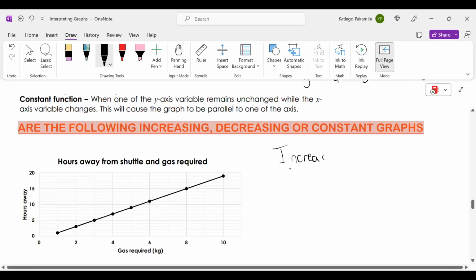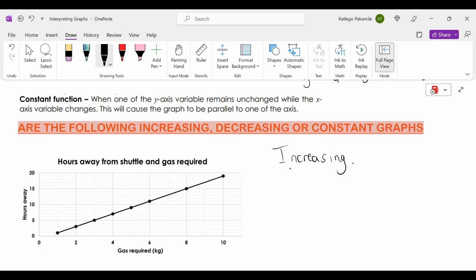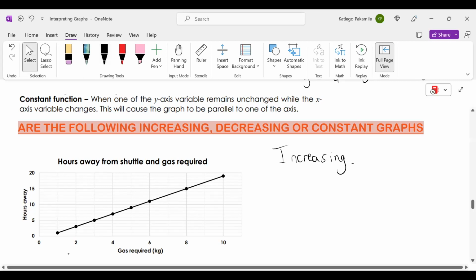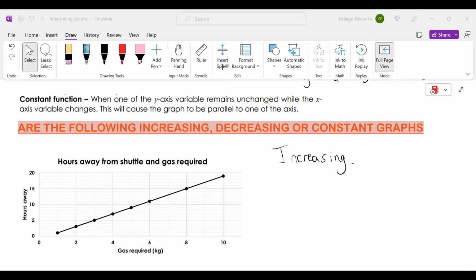And if we think about our conditions, the first one is, it is an upward slope from left to right. So you can see this graph looks like it's going up if you look from left to right, right? And then if you look at the specific points, you will see that as the gas required increases, the hours away also increase. So that has to be an increasing function. No, there is no coordinate that stays the same.